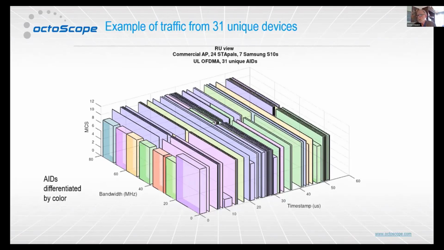And just to add further complication, each AID can be assigned a different MCS. So we take a look at the MCS for each one of these allocations in the Z-axis. So this is one picture here. You can see a mixture of wide and narrow RUs.